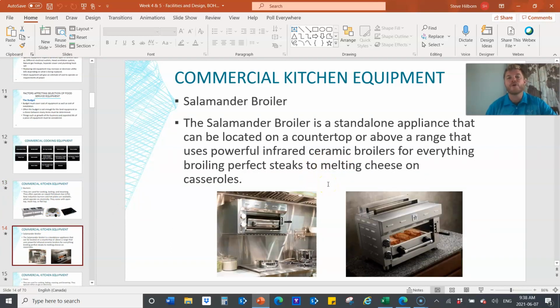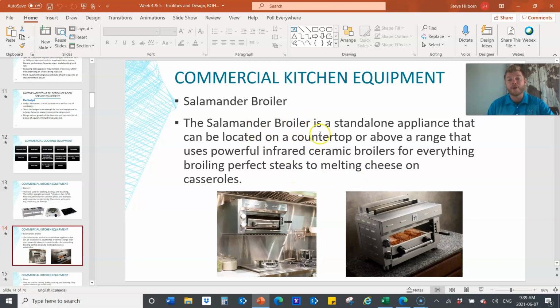A salamander or a broiler is something that we don't see as much as we used to. I remember when I was cooking in a kitchen, we used a salamander all the time. And I actually believe a salamander, when I say salamander, it's actually the brand name of what is a broiler, but it's like saying Kleenex is a tissue, but everyone just calls it, hey, do you have a Kleenex? The brand name has been so cemented in everyone's mind that everyone just calls it a salamander.